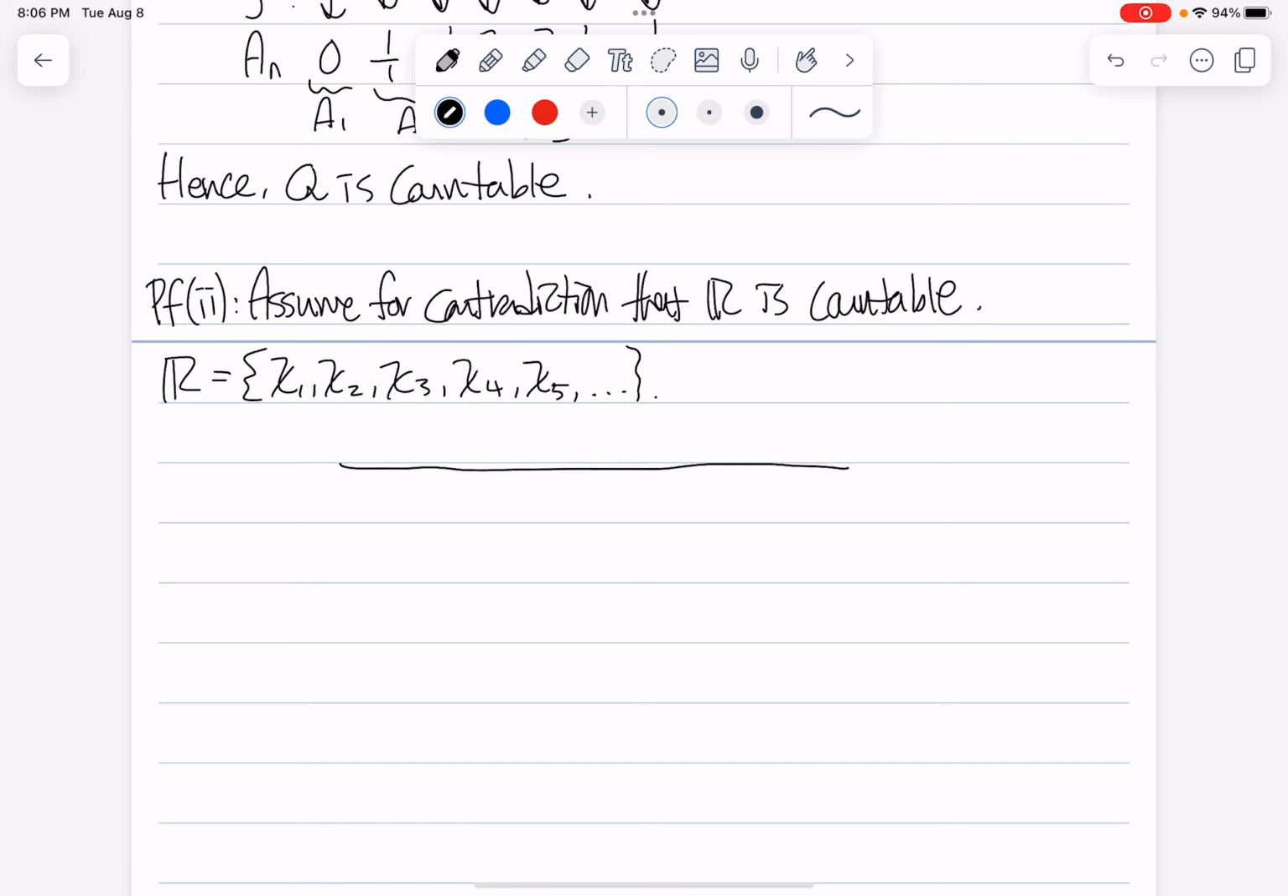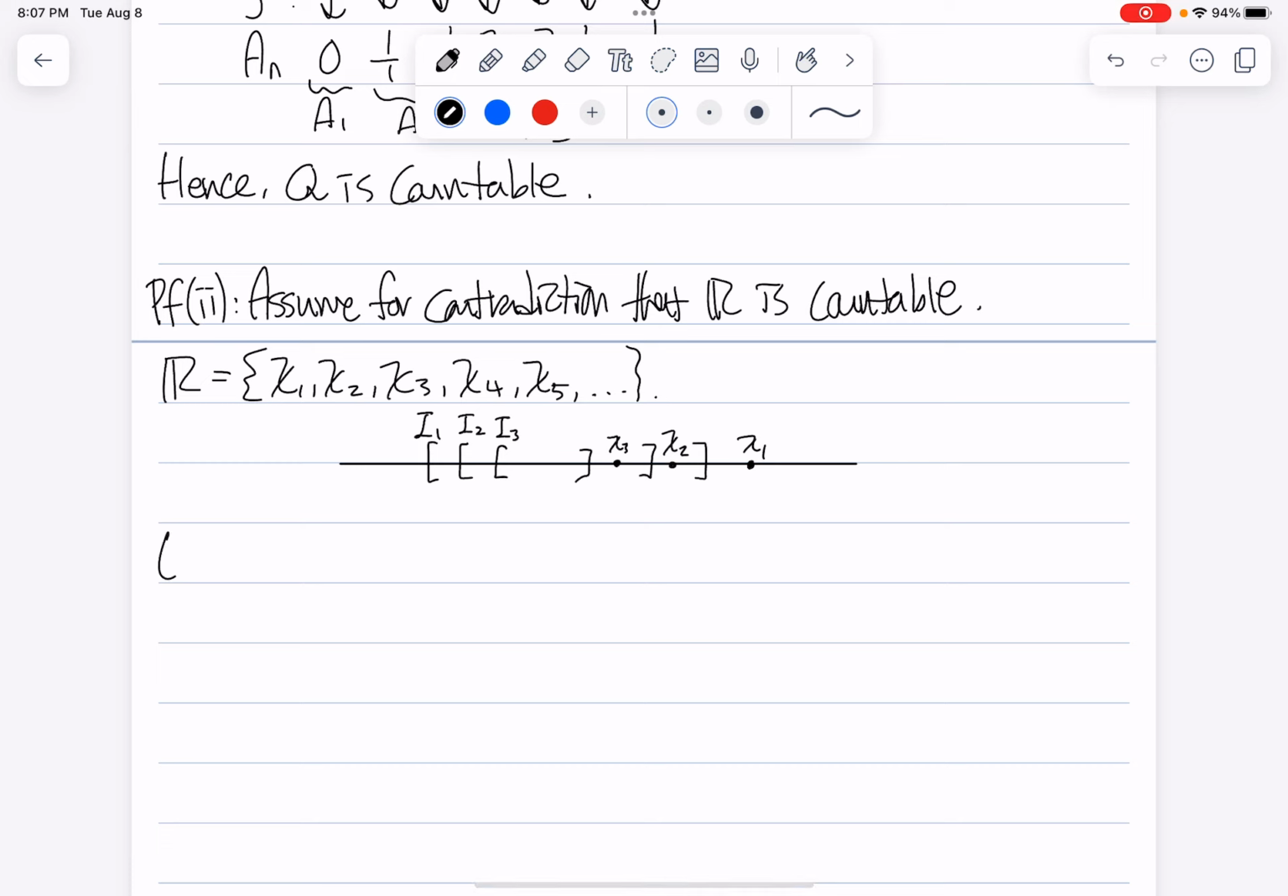So the idea is this. Here's a visualization. We're going to have our first interval, I1, that does not contain x1. And we're going to have the second interval that is entirely contained in the first interval, which does not contain x2. And then we're going to do that same for all the intervals that are inside.